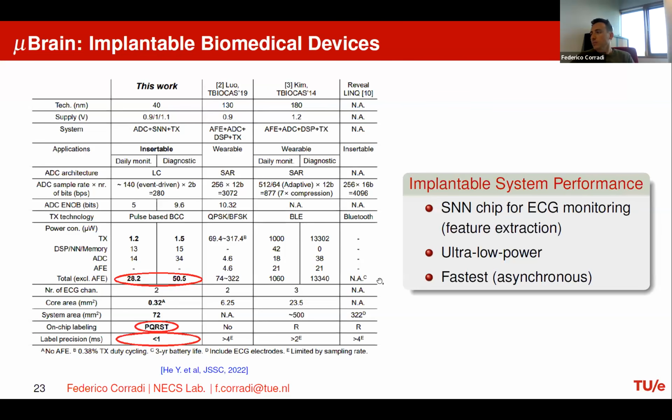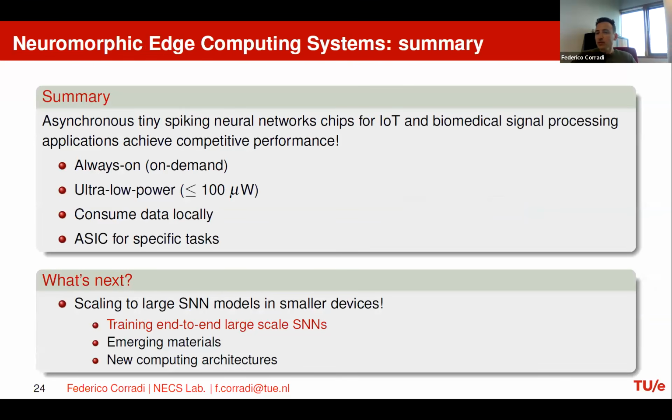And so the SNN for chip monitoring, for feature extraction, is ultra low power, and it is the fastest in this table, because it is really asynchronous, right? And so in summary, for concluding the first part of this talk: asynchronous tiny spiking neural network chips for IoT, like radar, gestures, always on, and biomedical signal processing achieve competitive performance today already. They're always on, they are ultra low power, they consume the data locally, and they're ASICs for specific tasks.